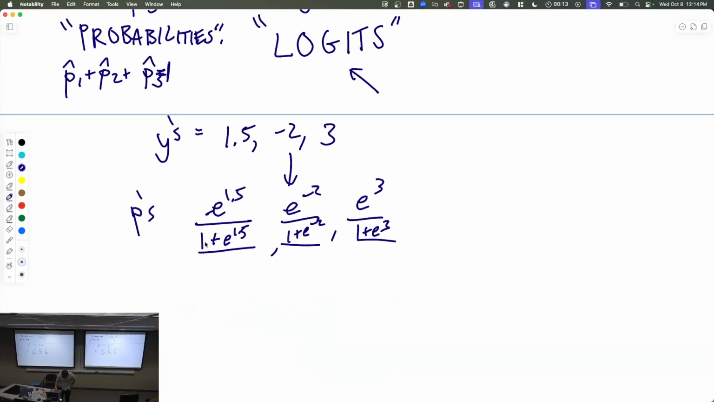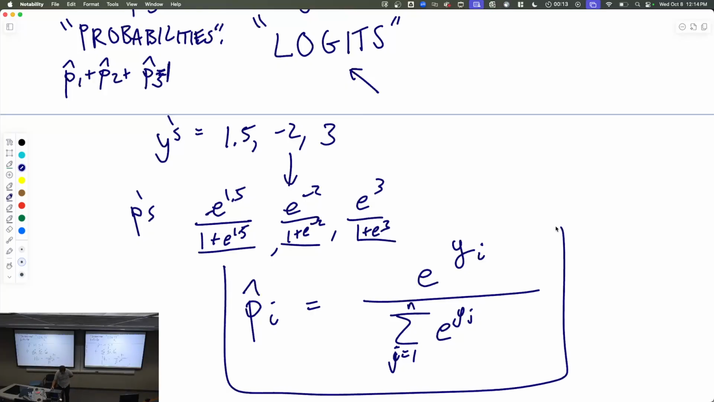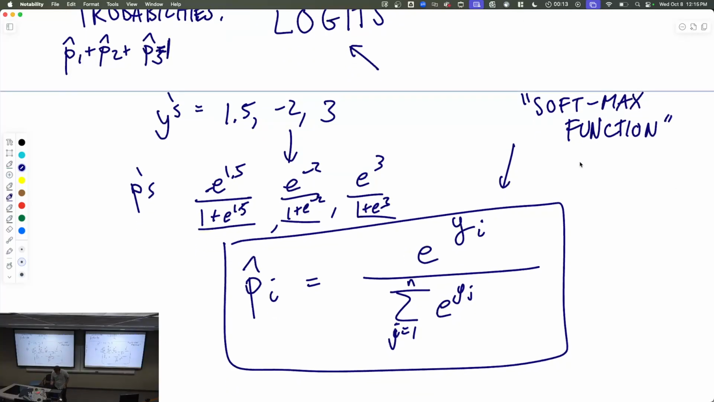The formula is, in general, y becomes e to the y over the sum of all the things, i equals 1 to n. I'll just write it as a formula. P hat i is this guy, and then I'll sum from j equals 1, e to the y j. This makes sure that it sums to 1, and bigger ones are bigger. This is called the softmax function. This is another very important thing used in machine learning all the time. Don't mix it up with the 1, right? It's kind of the sigmoid, the multidimensional sigmoid.